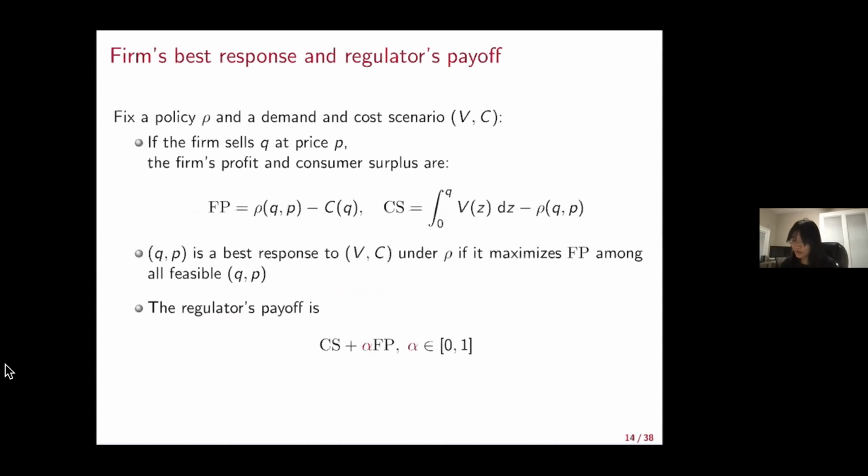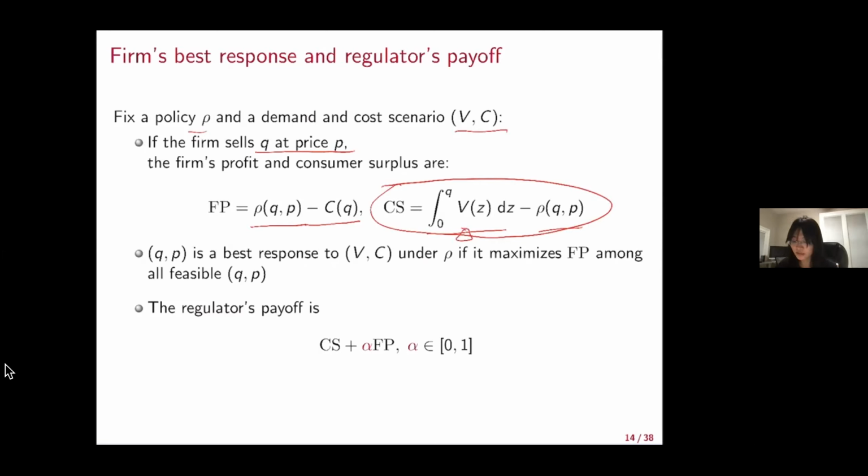Now I'm going to talk a little bit about what Simon has asked. So fix a policy rho and the fixed demand and cost, the scenario V, C. If the firm sells Q units at the price P, the firm's profit is rho(Q,P), its revenue, minus the cost. Now consumer surplus is the total value up to Q minus rho(Q,P). So here, this consumer surplus is related to both assumptions that Simon has raised. The first assumption is that we assume efficient rationing. So if the firm does not clear the market, we assume that the highest valued consumers are served.